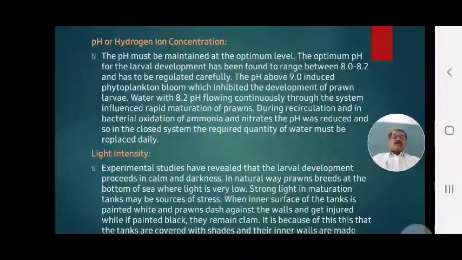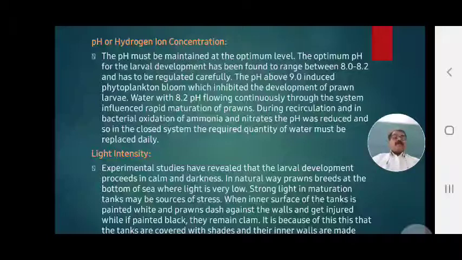The next important water parameter is the pH, or hydrogen ion concentration. We all know that pH is nothing but the hydrogen ion concentration. The pH must be maintained at the optimum level. The optimum pH for the larval development of Peneus indicus has been found to range between 8.0 to 8.2 and has to be regulated carefully.